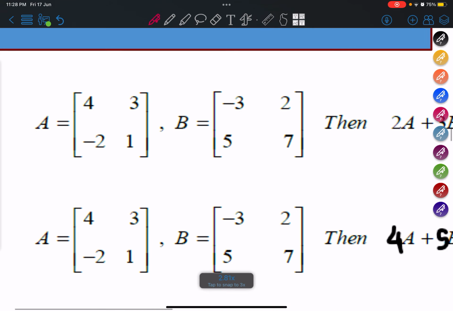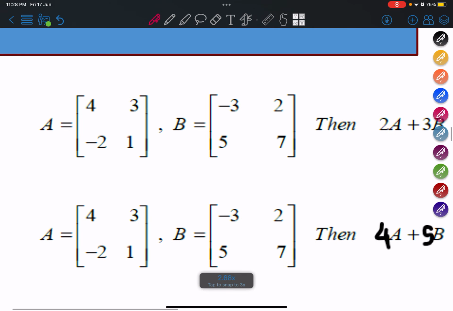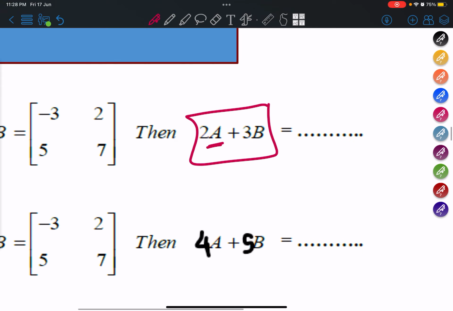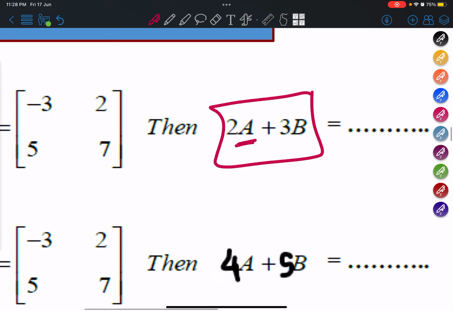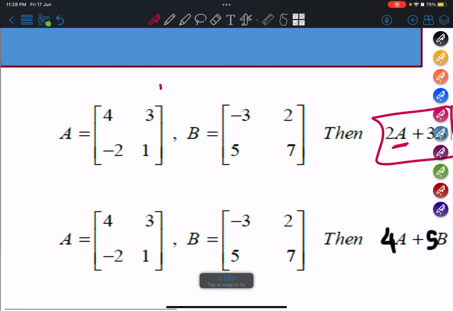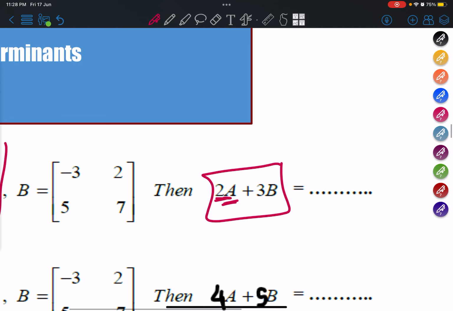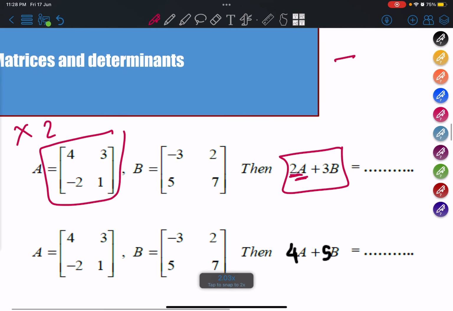Now, in this question, they basically ask what is the value of 2a plus 3b. 2a is basically the matrix of a multiplied by 2, and the matrix of b multiplied by 3. Okay, so let's take this matrix and multiply it by 2, just like in the question. So 4 times 2 will be 8, 3 times 2 will be 6, -2 times 2 will be -4, and finally 2 times 1 will be 2.